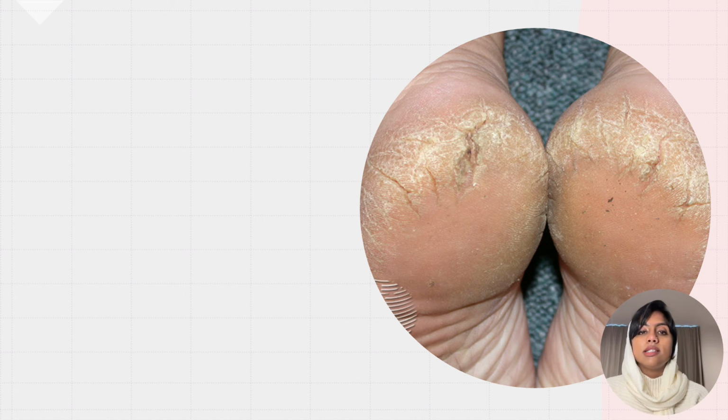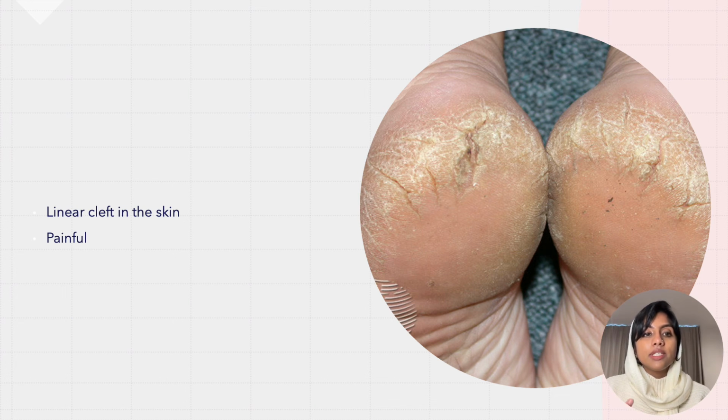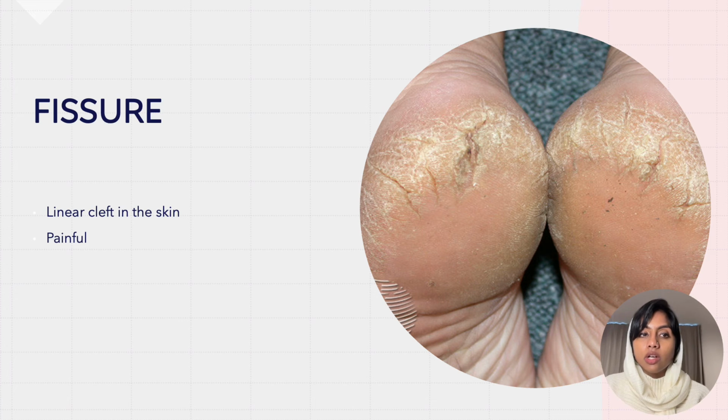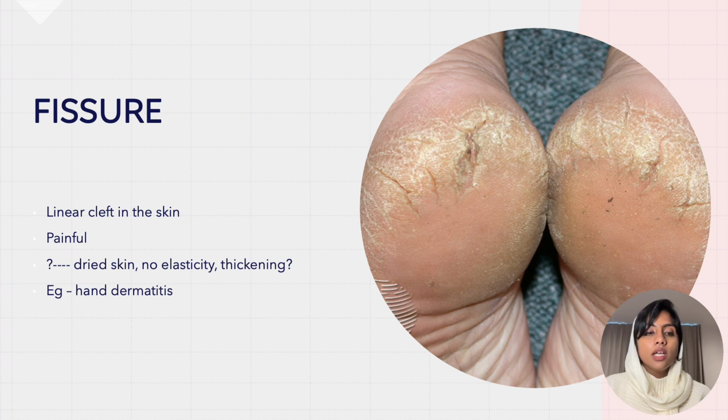Now let's see what this secondary lesion is. Here you can see a sole being shown in the image, and there are some cracks, mostly at the back of the heel. So what are these? These are linear clefts in the skin, and the patient also says it's very painful. It's something you commonly see in your clinic. So this is nothing but a fissure. Fissures can also be seen in hand dermatitis.